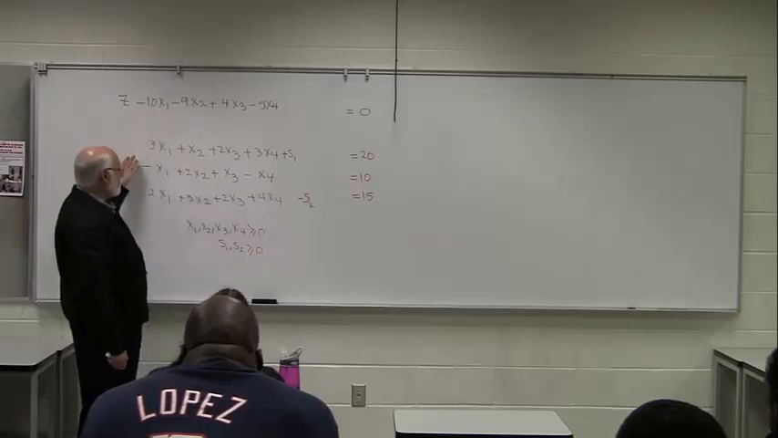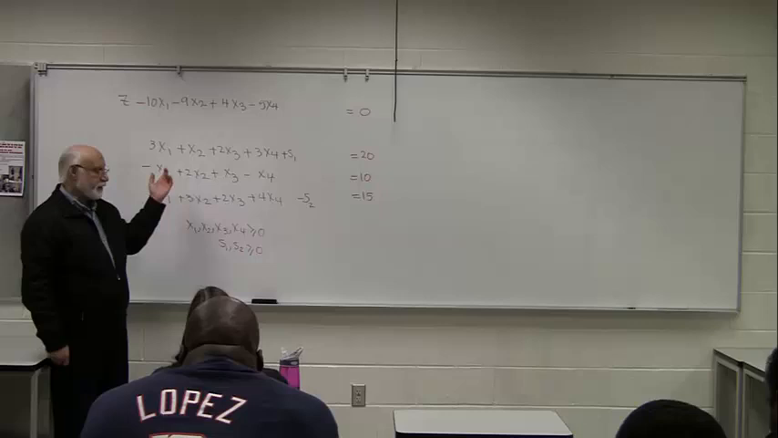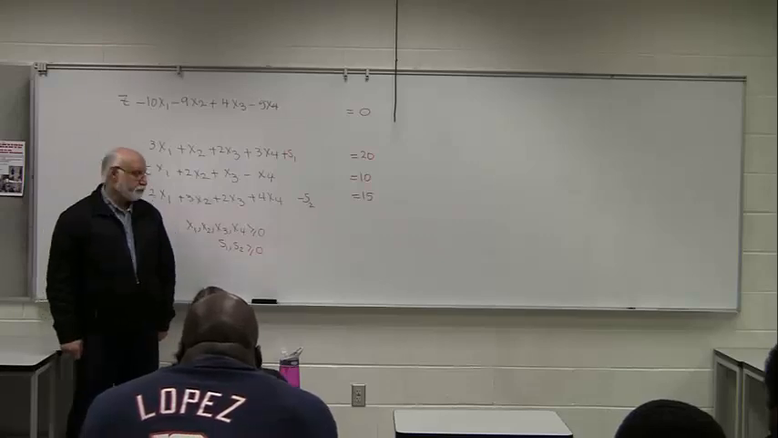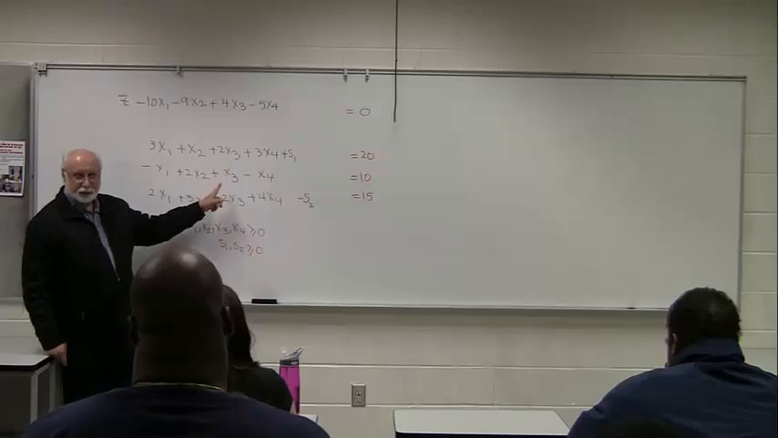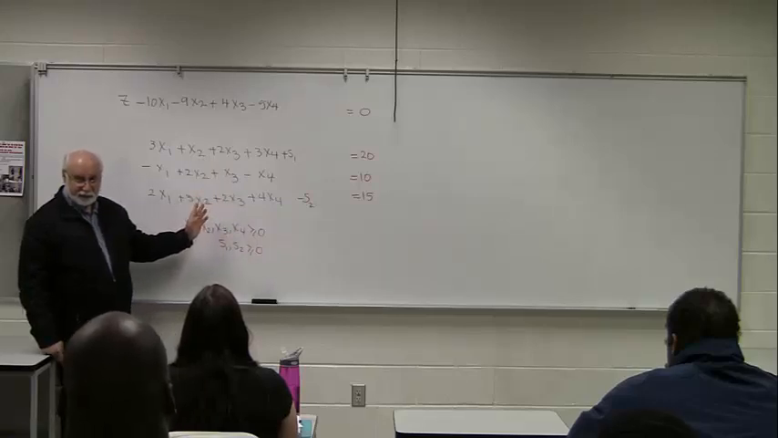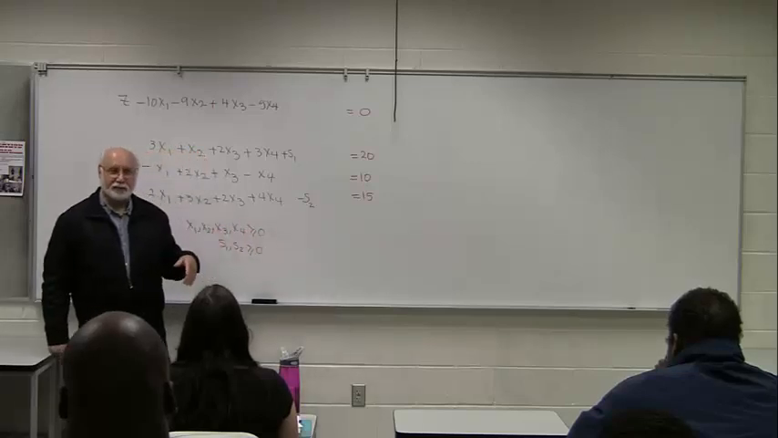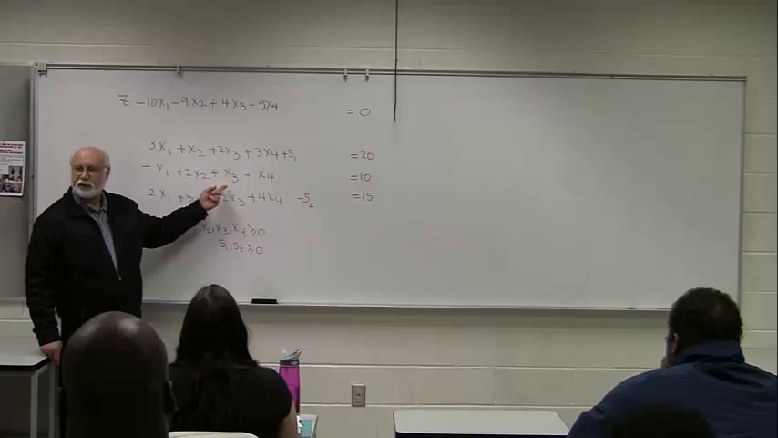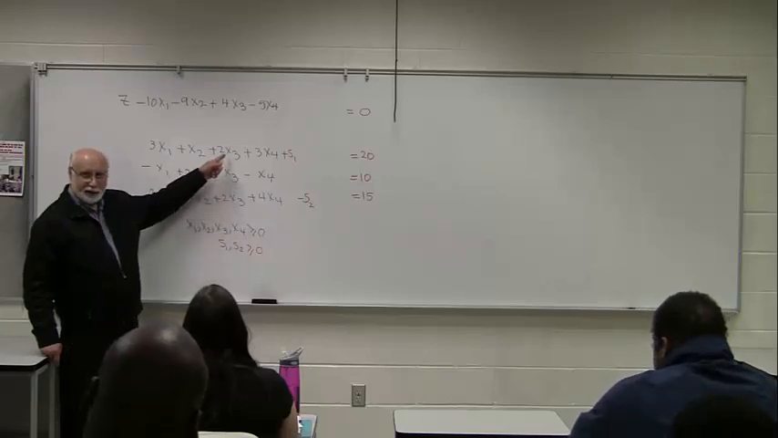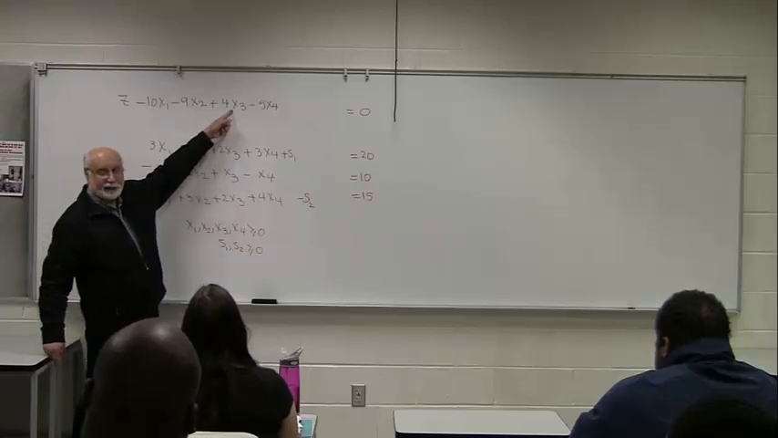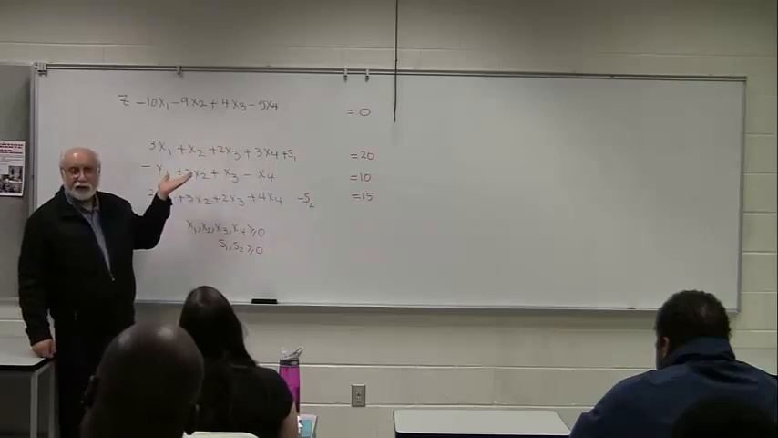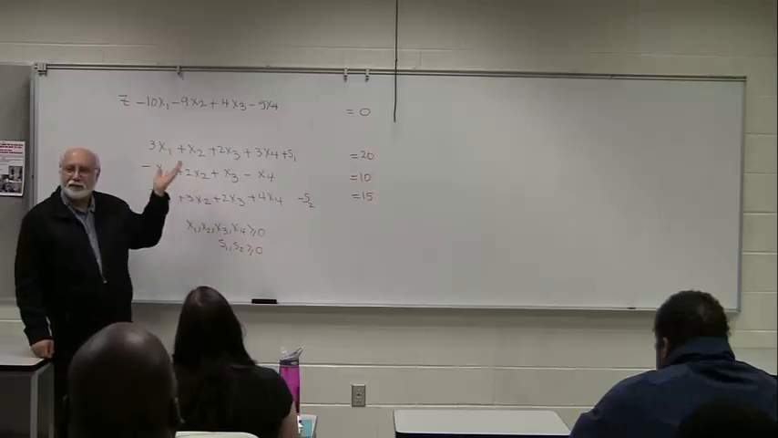So for that and this, I don't have a problem. Is there anything in this one that's a good candidate? X3 is not a good candidate because, true, it's here with a coefficient of 1, but it exists in other places. Can I make X3 a basic variable? Yes. You can make X3 a basic variable, but you have to do something. You have to do row operations to get rid of X3 in here, there, and there. If you do that, X3 becomes a good candidate for a basic variable, but that's a long shot.